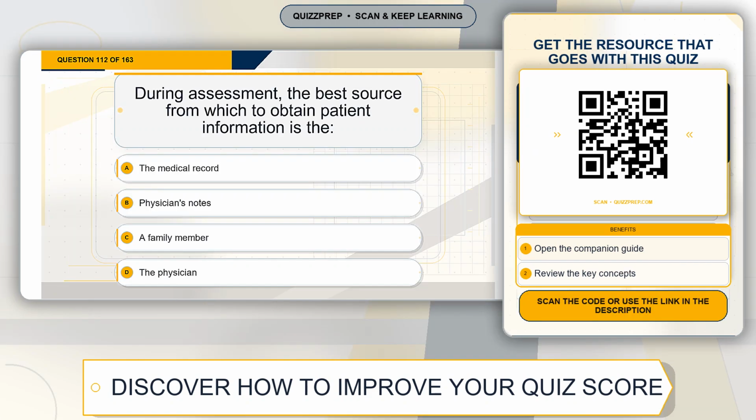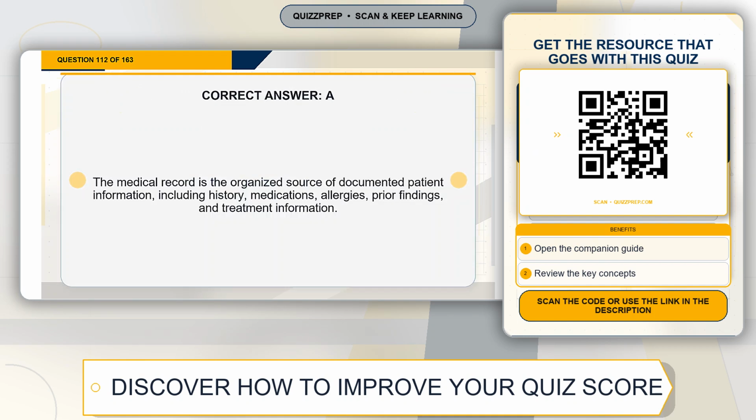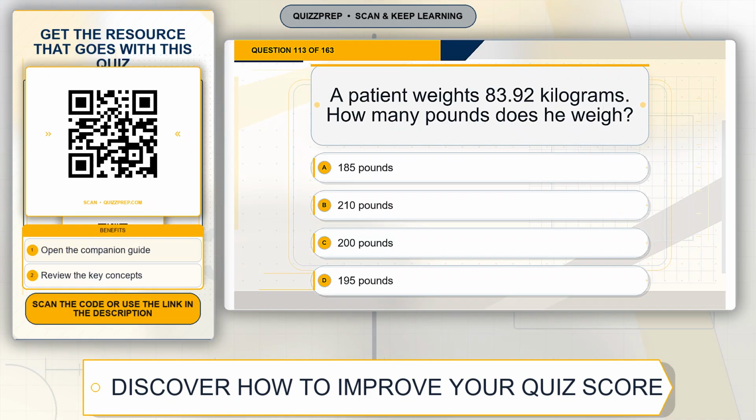Question 112. During assessment, the best source from which to obtain patient information is the Option A, the medical record. Option B, physician's notes. Option C, a family member. Option D, the physician. The correct answer is option A, the medical record. Explanation. The medical record is the organized source of documented patient information, including history, medications, allergies, prior findings, and treatment information.